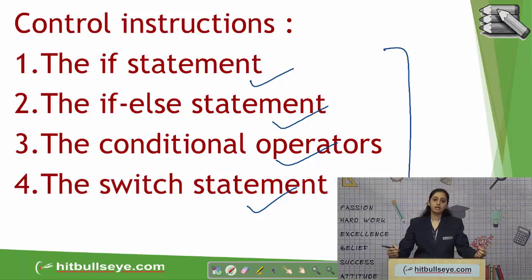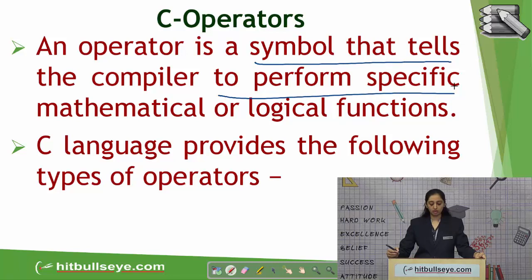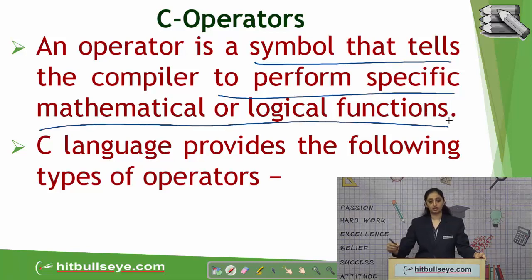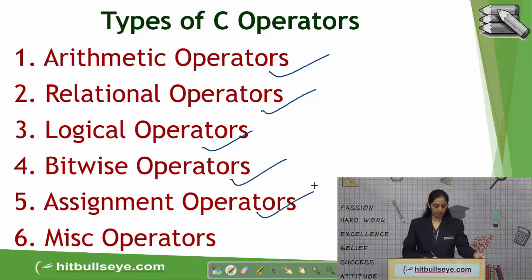Now let's move to the C operators. An operator is a symbol that tells the compiler to perform specific mathematical or logical functions. Right, so we have various types of operators. Let's discuss the types of C operators: arithmetic operators, relational operators, logical operators, bitwise operators, assignment operators and some miscellaneous operators. Now we are going to discuss these types of operators one by one.